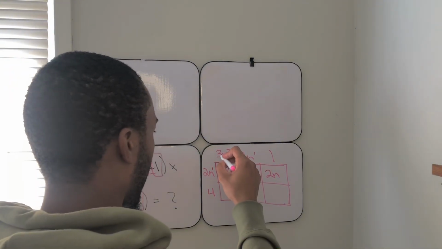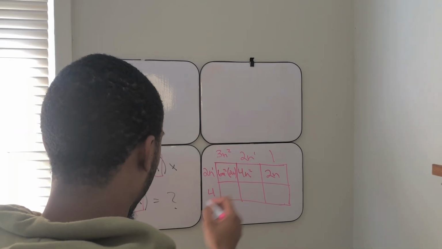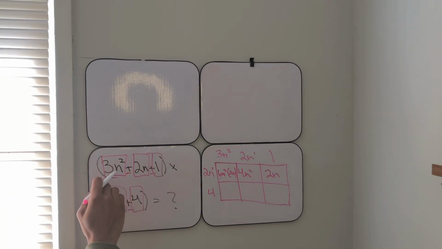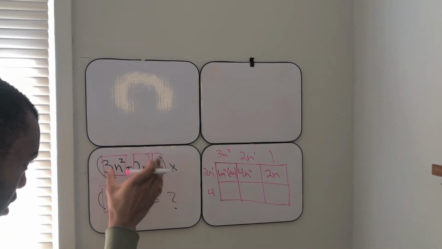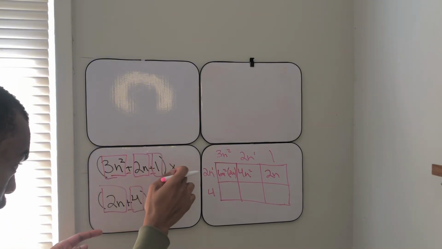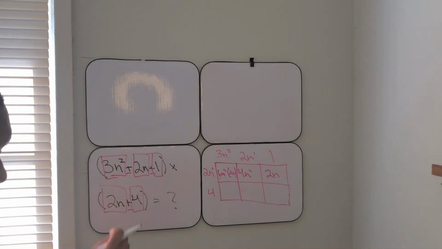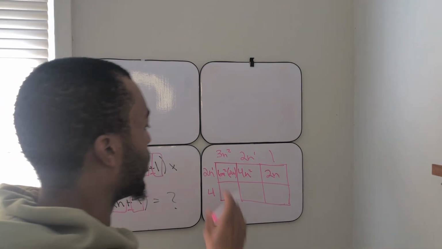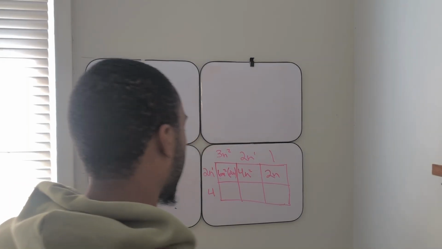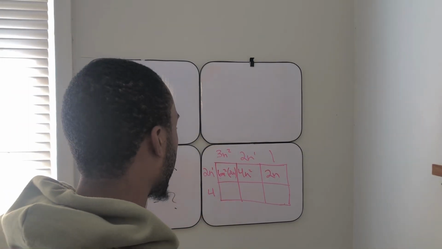Cool. So now we're going to do the same thing for the 4. Just a reminder, what we're doing is multiplying everything in this parentheses by everything in this parentheses, but I'm just laying it out on a grid.